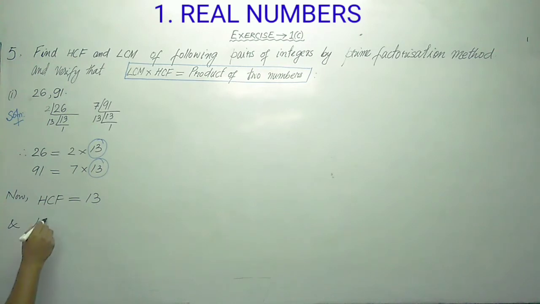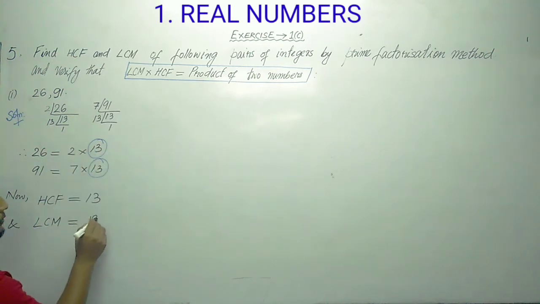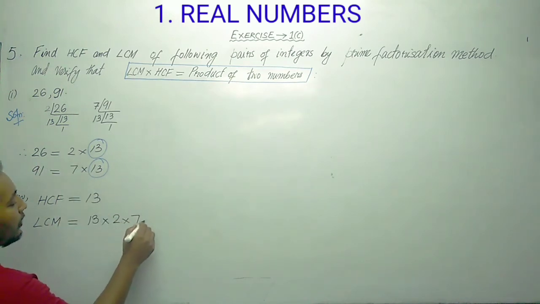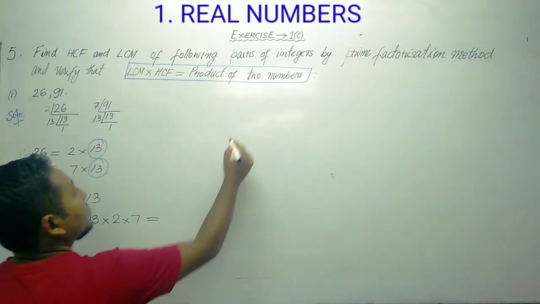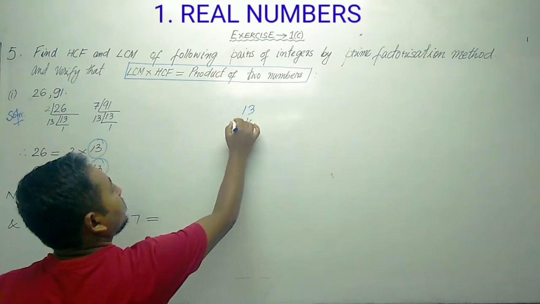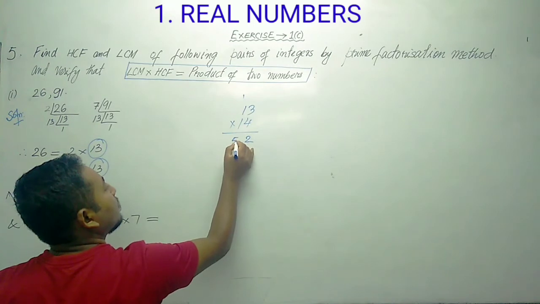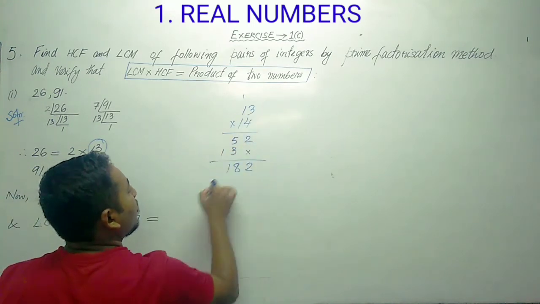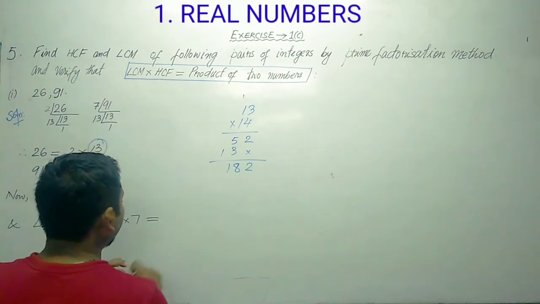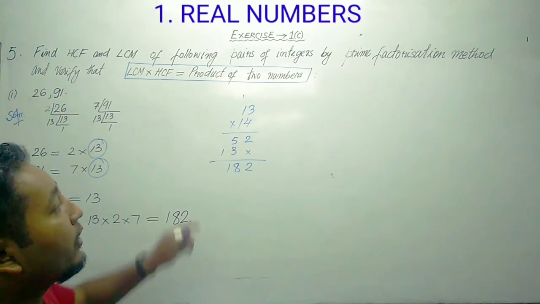And LCM. First write down what is common, only once: 13. Now what is left? 2 and 7. Now you have to multiply them. 7 2s are 14. Now multiply them: 13 into 14. 4 3s are 12, carry 1. 4 1s are 4 plus 1, 5. 1 3s are 3, 1 1s are 1. You have 182. Now comes the second part.